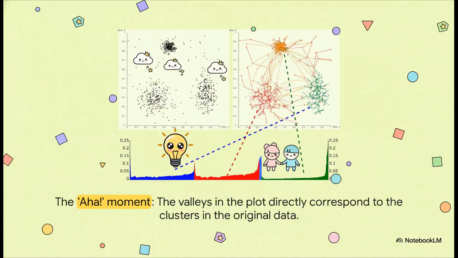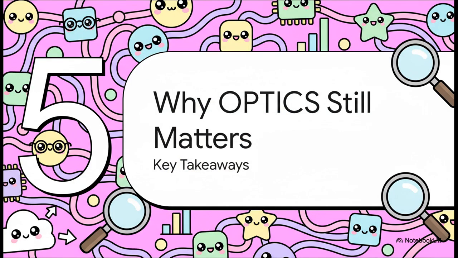And here it is, the big aha moment. You can see a perfect direct connection. Each and every cluster in that original scatter plot maps perfectly to a valley in the reachability plot below. That super tight cluster up top creates the deepest valley. The two looser, more spread out clusters create the wider, shallower valleys. It's like a visual fingerprint of your data's hidden structure. So, even though this algorithm has been around since 1999, it is still incredibly relevant today.